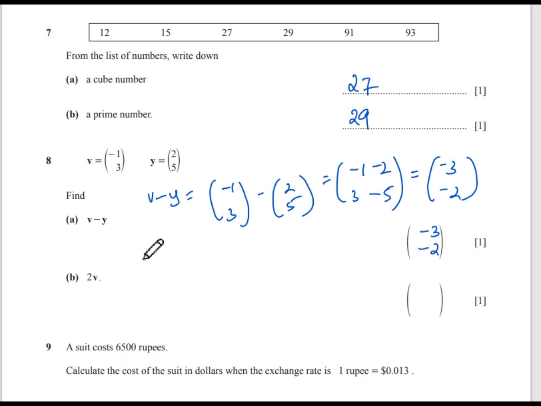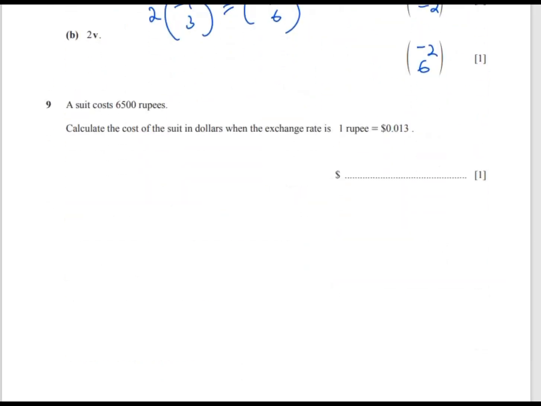Now for 2v, that's 2 multiplied by (-1, 3). So 2 times -1 is -2, and 2 multiplied by 3 is 6. So that gives us (-2, 6). So let's proceed.